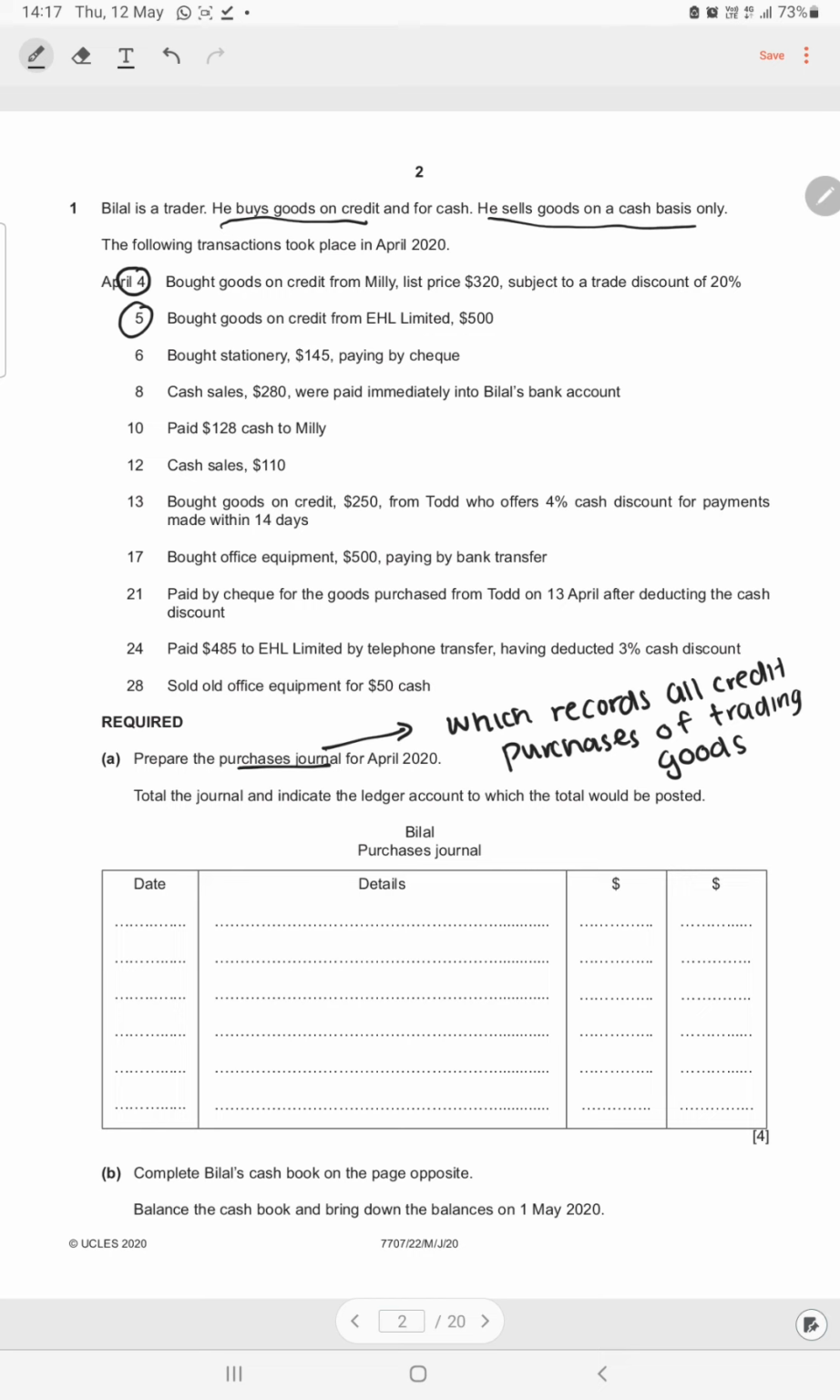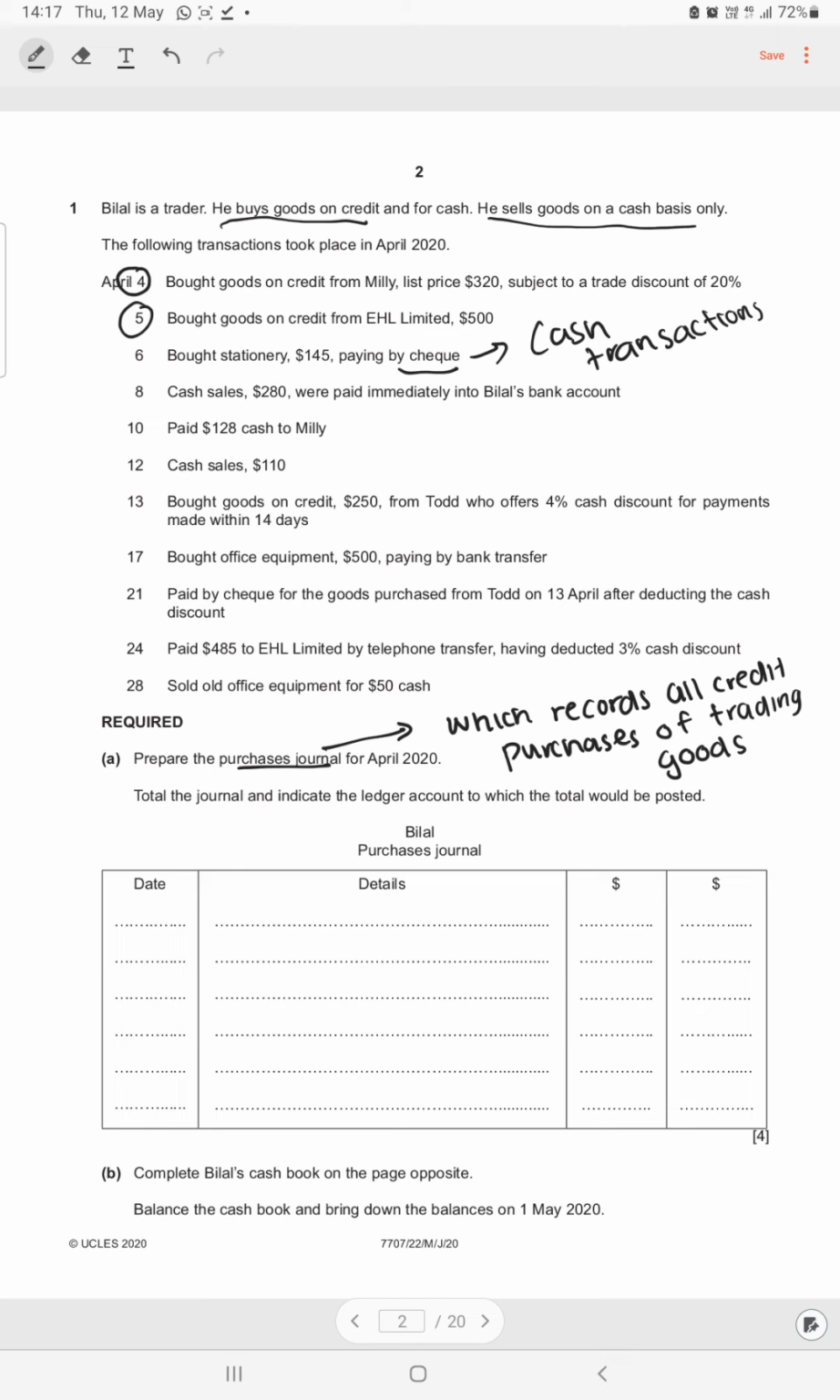Next, April 6th, bought stationery of 145, paying by check. First thing is this: if you're paying by check, that means it's a cash transaction. Cash transactions do not go to the purchase journal. For items to go to the purchase journal, there are two conditions that need to be met. It has to be a purchase of a trading good, and it has to be on credit basis, which means you did not pay at the moment you purchased the items. You pay on a later date.